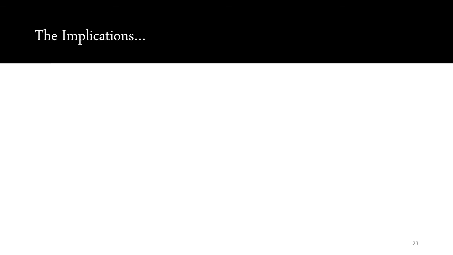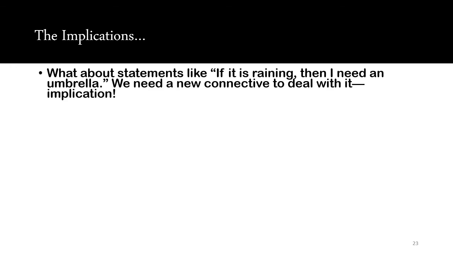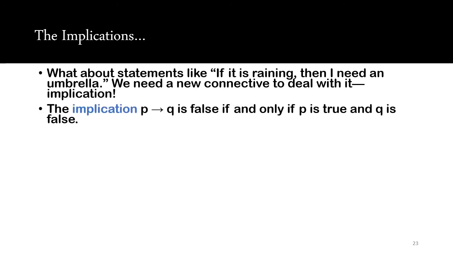And the implications of this are massive. Because we have to deal with statements like, if it is raining, then I need an umbrella. We can't really deal with if-then statements using just our 4 earlier connectives. We're going to need a new one. Implication. So, there's only one time the implication P implies Q is false, and that's when P is true and Q is false.